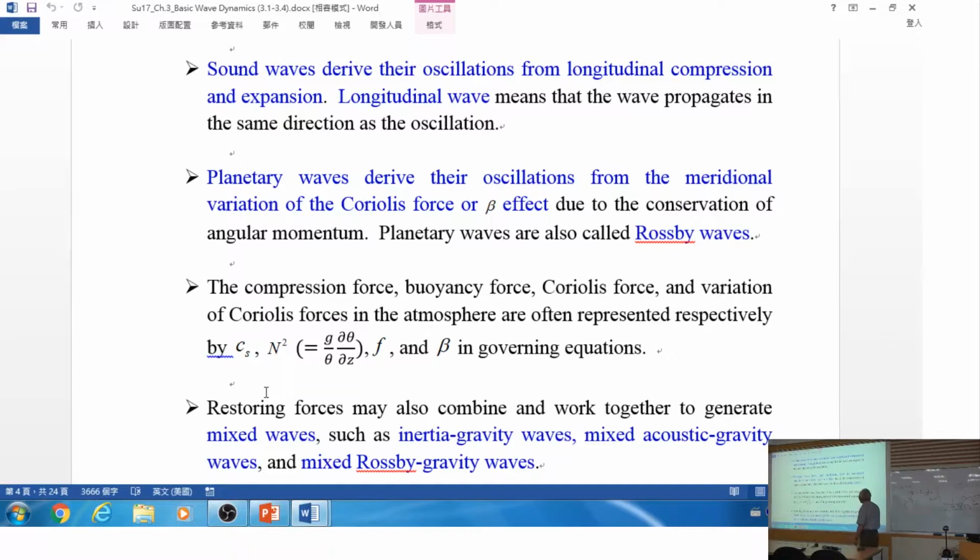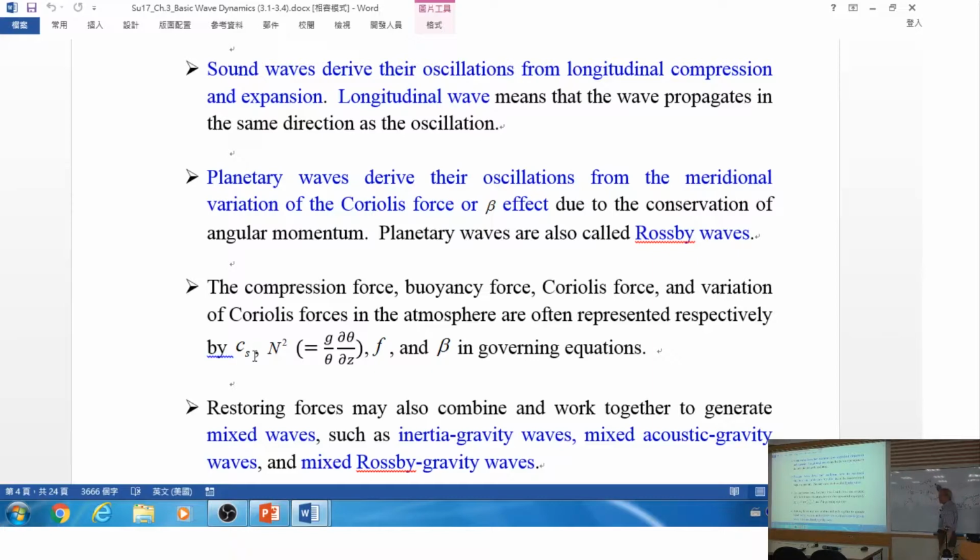And how do you know your governing equations contain those waves? You can see from those terms. If a term contains C sub s, that is the sound wave speed, C sub s is equal to the square root of gamma RT, and gamma is equal to Cp over Cv.